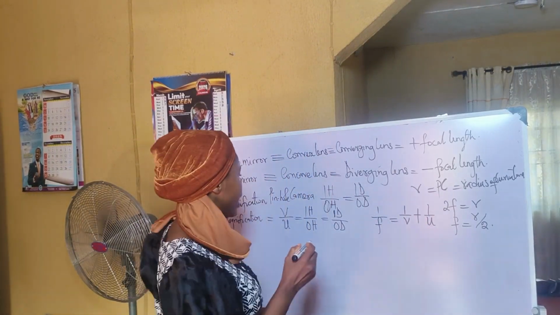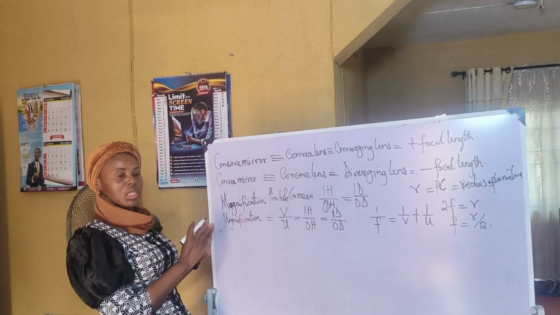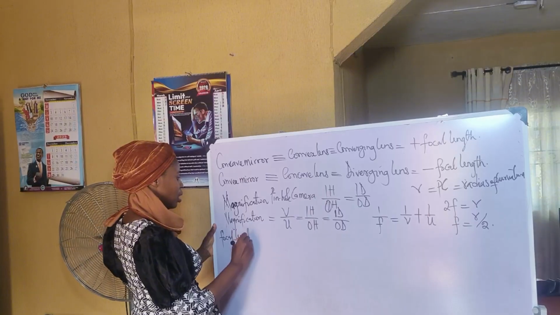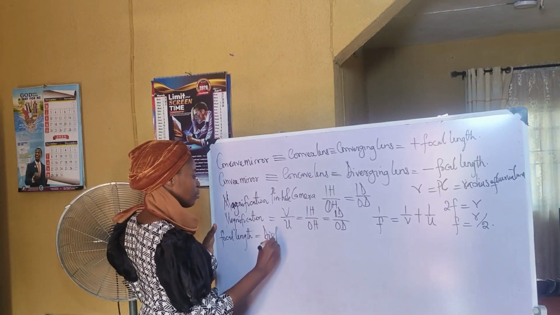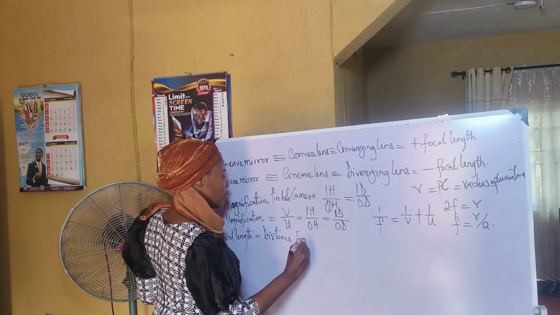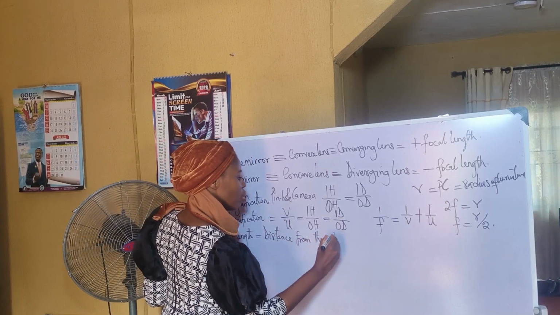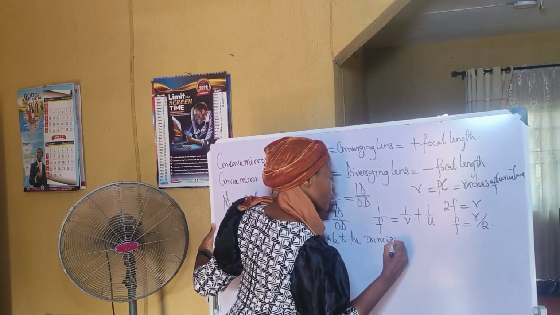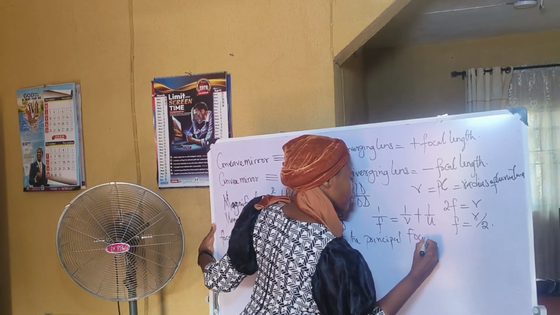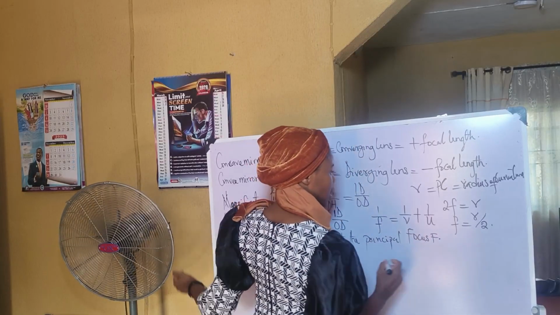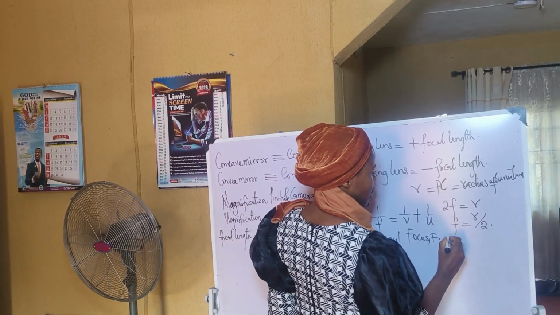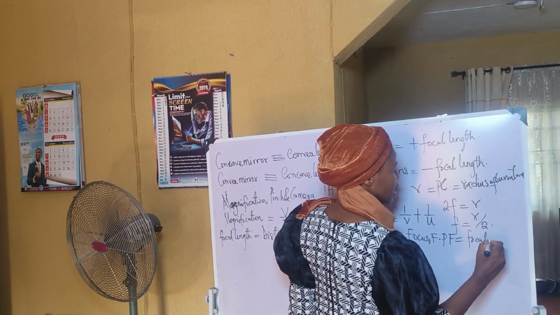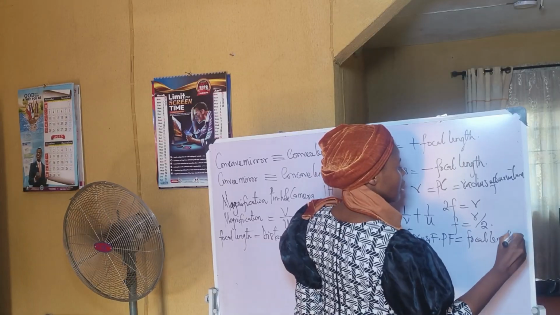What is focal length? Focal length is the distance from the pole to the principal focus, F. So we are saying that F, or PF, is equal to the focal length. Good.